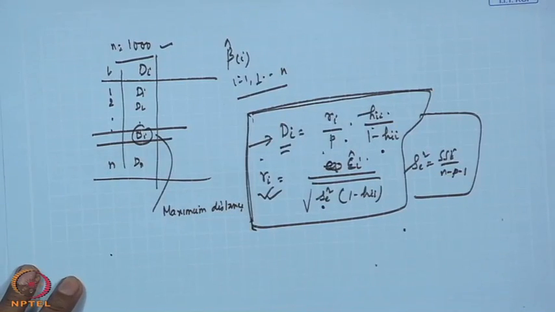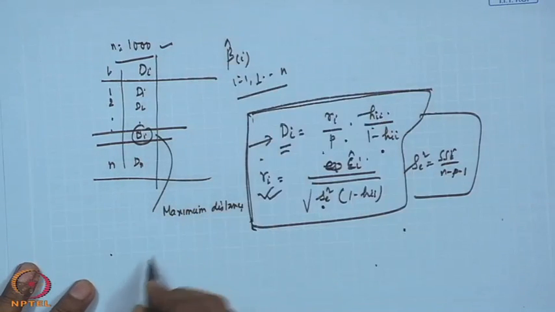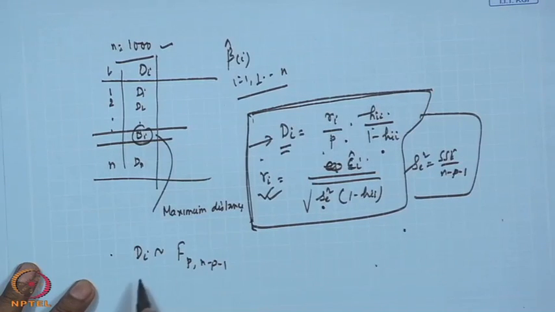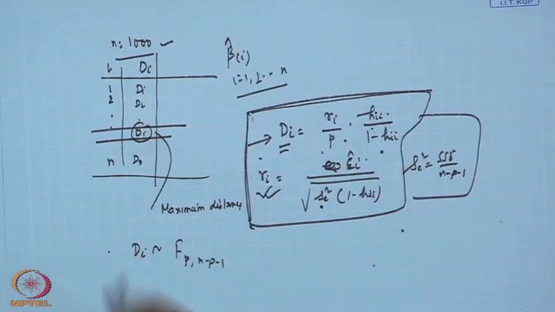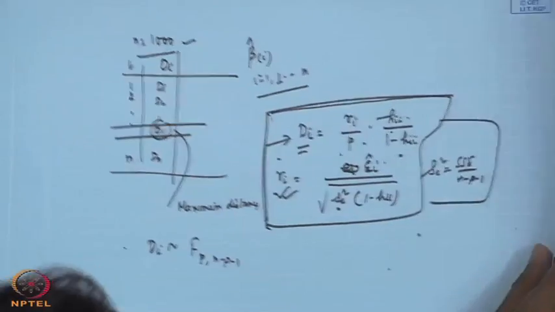Correct. So for this maximum distance, we say that Di follows F with p, n minus p minus 1. So I will take the maximum distance and then what is the p value in our case? In our case p is 2, n minus p minus 1 is 9, and then I have taken 0.25, not 0.05. Even when I have taken 0.25, this value is 1.62, but our D10 value is 0.52 only. So it is much smaller.